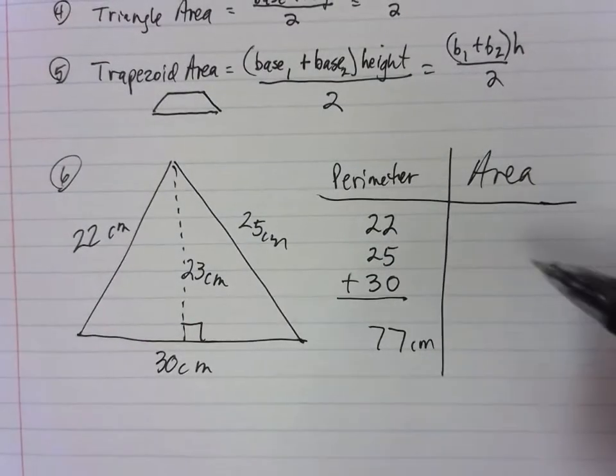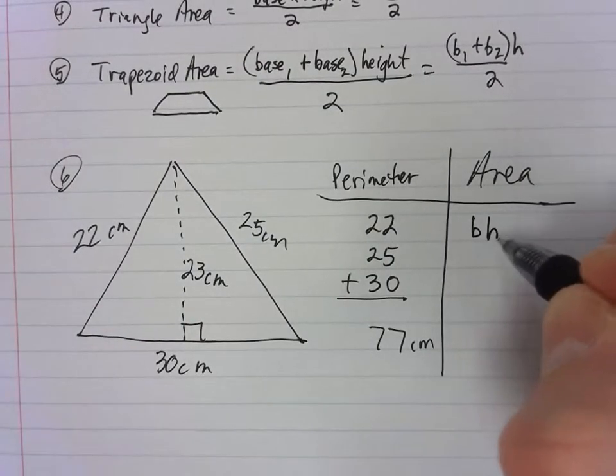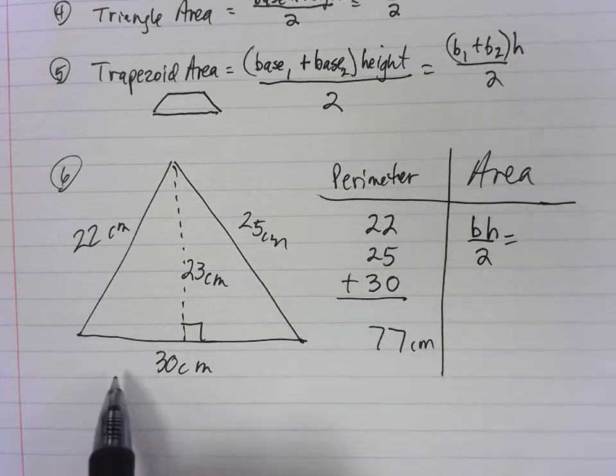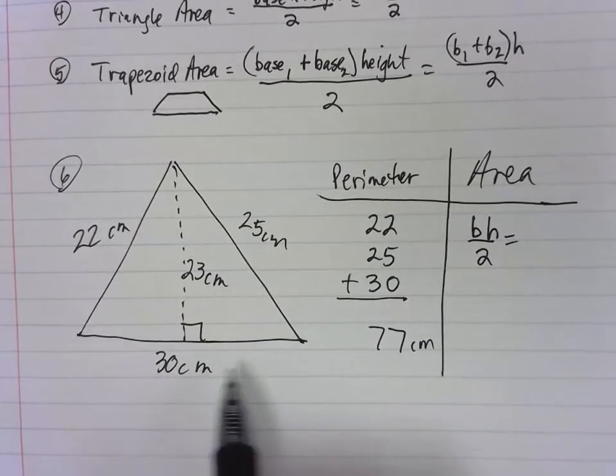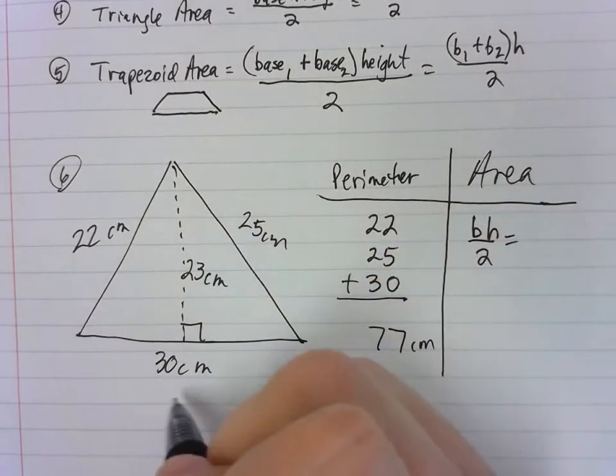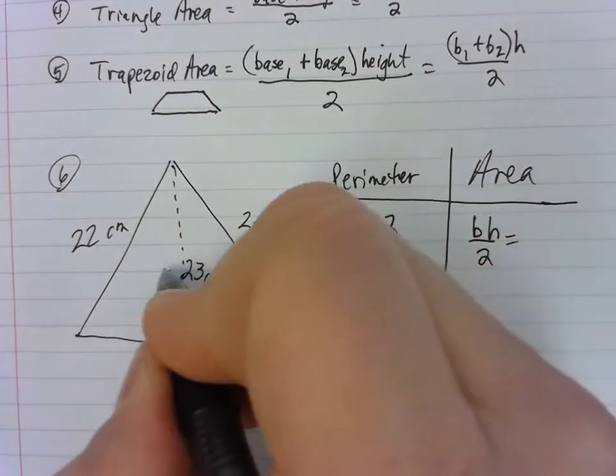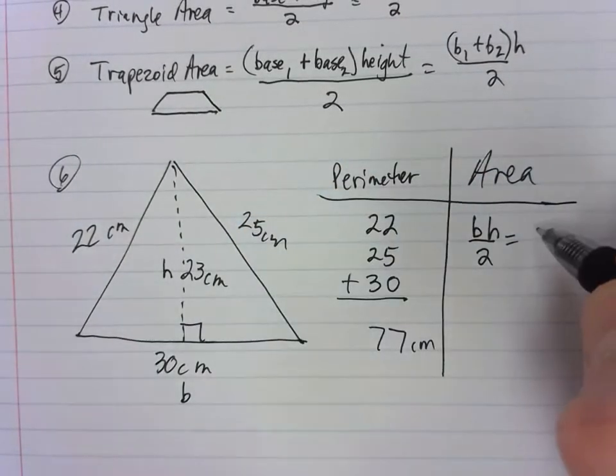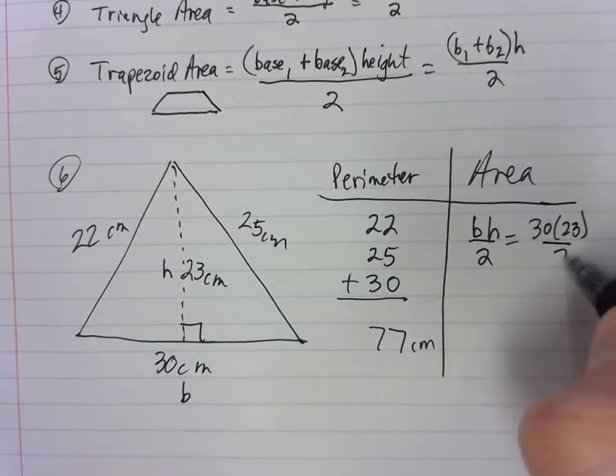Okay, so do the area. You do base times height divided by 2. The base of that is 30. The height is 23. So this is the base down here, and this is the height here. So 30 times 23 divided by 2.